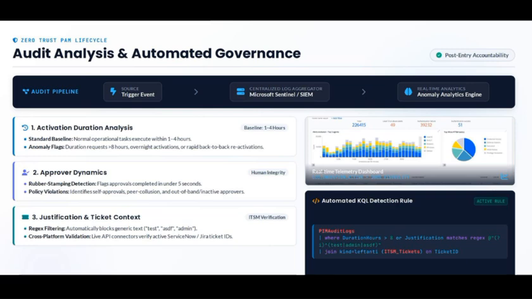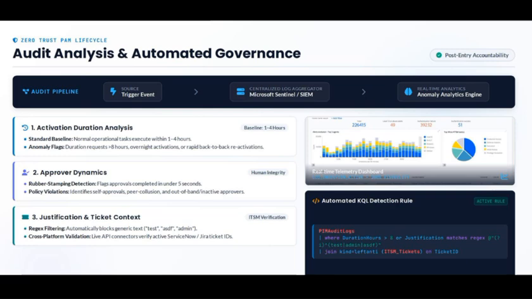Dimension 2 is approver dynamics. Access control relies heavily on human integrity during approval. We analyze approver behavior to detect rubber stamping, where requests are approved in under 5 seconds without review, as well as self-approval violations, peer collusion, or unexpected approvals originating from inactive fallback accounts.